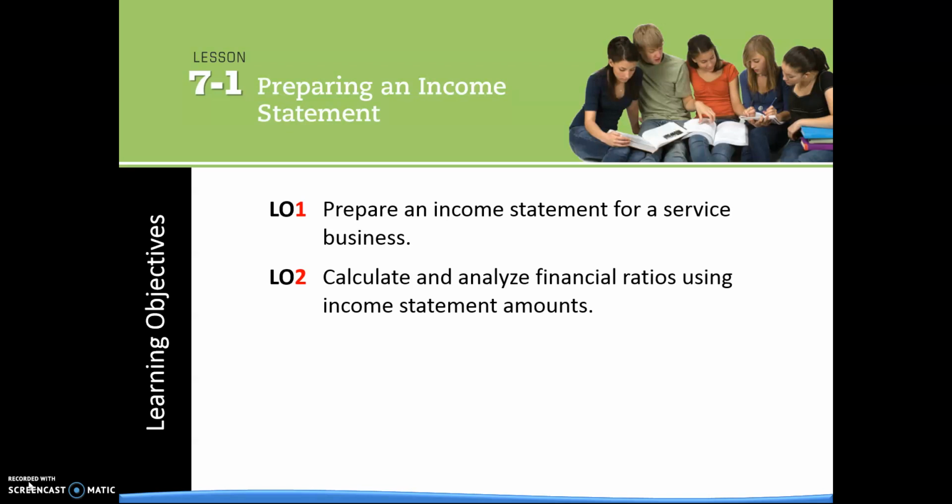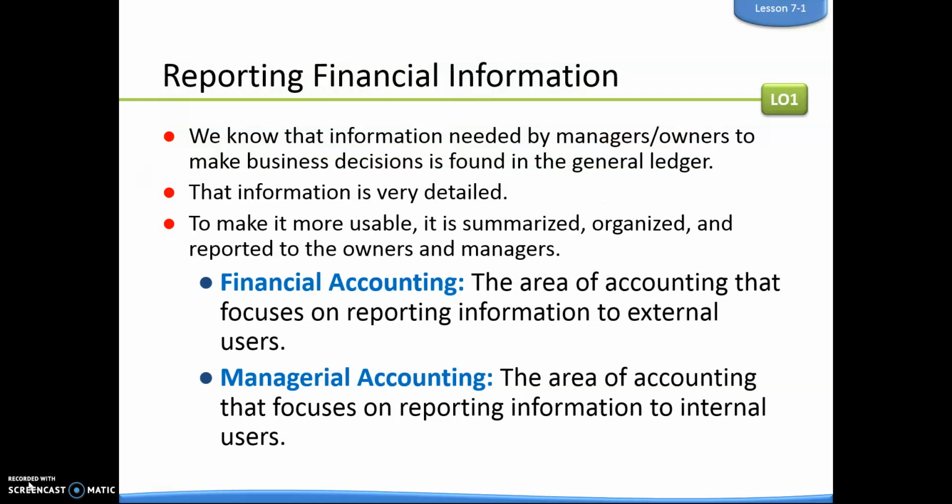So our objectives today are to prepare an income statement for our service business, and then to calculate and analyze some financial ratios using our income statement amounts. We know that information needed by managers and owners to make business decisions is found in the general ledger. We learned that in Chapter 6, where the whole reason we start doing our end of period work is so that managers and owners can reflect back on the accounting period and then make informed business decisions to further their objectives. The information that we get out of our general ledger is very detailed.